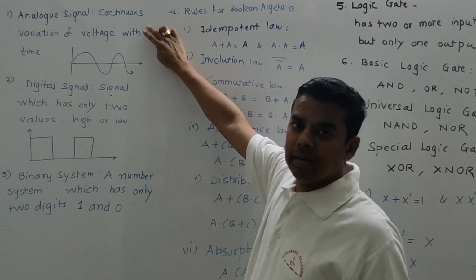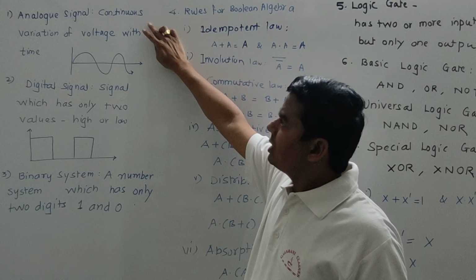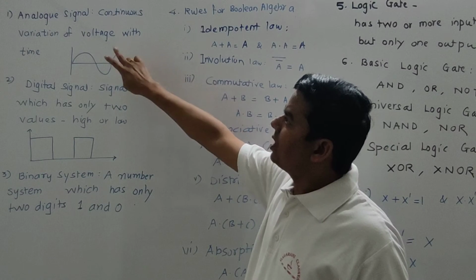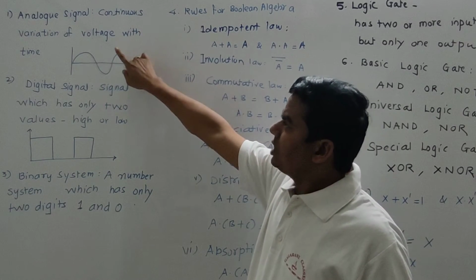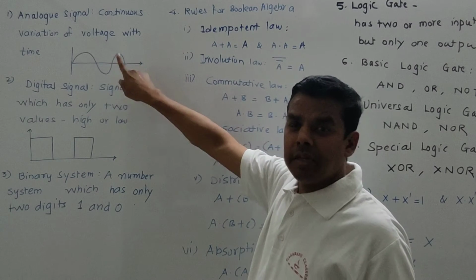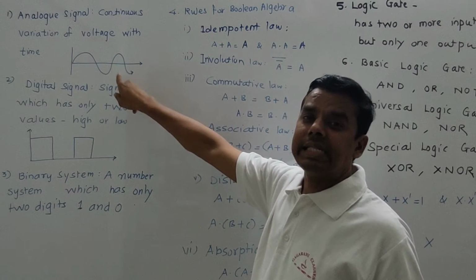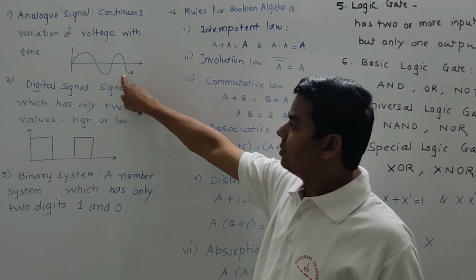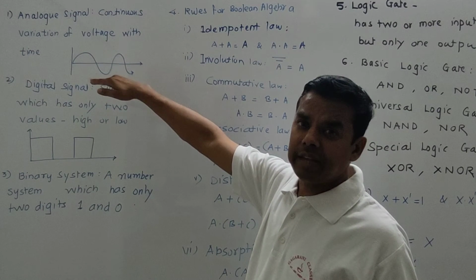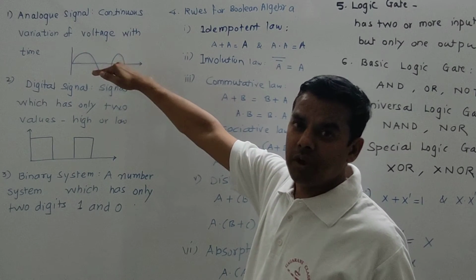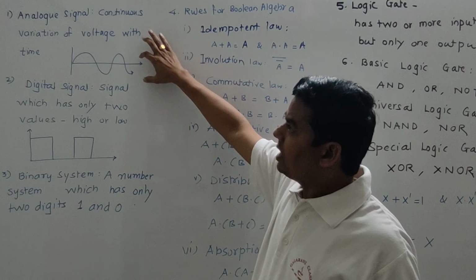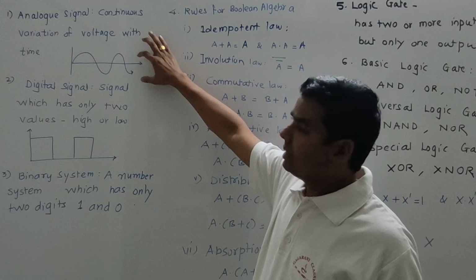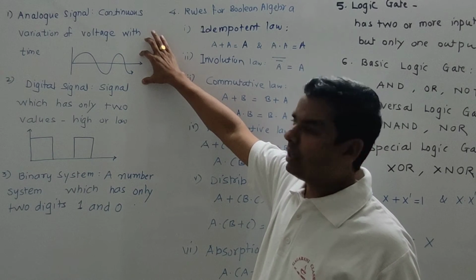Analog signal. What is meant by analog signal? It is the continuous variation of voltage with respect to time. Continuous variation of voltage with respect to time means that it represents a sinusoidal curve, that is, each cycle has a positive half cycle and a negative half cycle. This is continuous variation of voltage with time. This we call an analog signal.